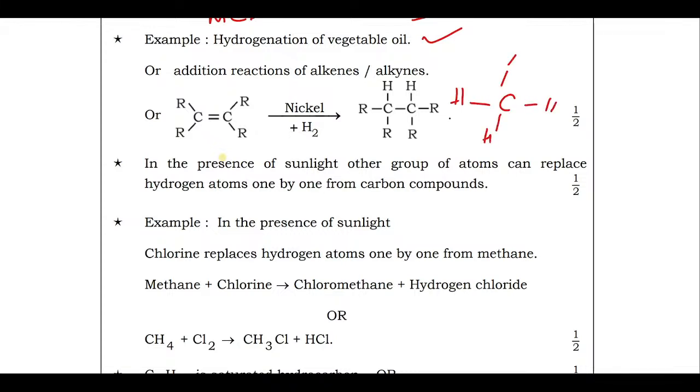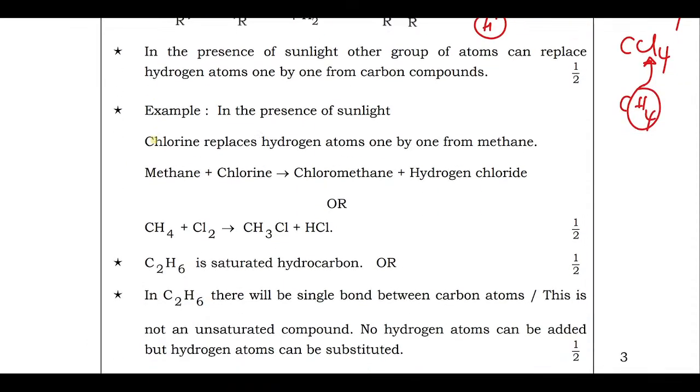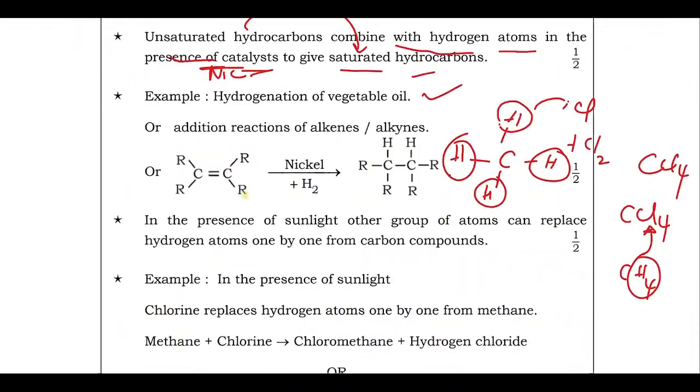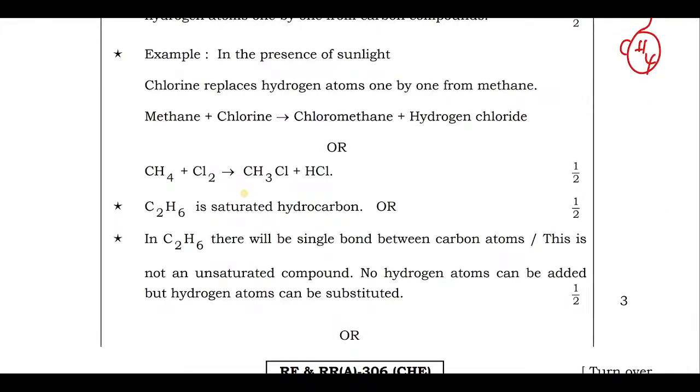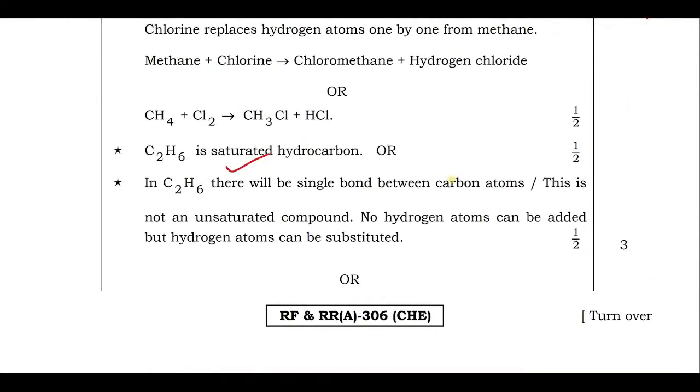Methane, when it is exposed to sunlight, what happens here? Each hydrogen atom is replaced by Cl. This reaction continues until all the hydrogen is replaced by Cl, forming CCl4. Instead of CH4, all the hydrogen atoms are substituted by Cl. That is what we get, CCl4, carbon tetrachloride. C2H6 is a saturated hydrocarbon, hence it does not undergo addition reaction. Addition reaction is undergone only by unsaturated carbon compounds.